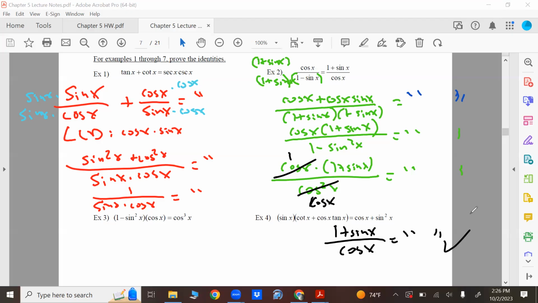All right. So why don't you guys try examples 3 and 4? I'll freeze my screen, then we'll check in. I'll give you guys about 5 minutes. Do examples 3 and 4 in table groups.